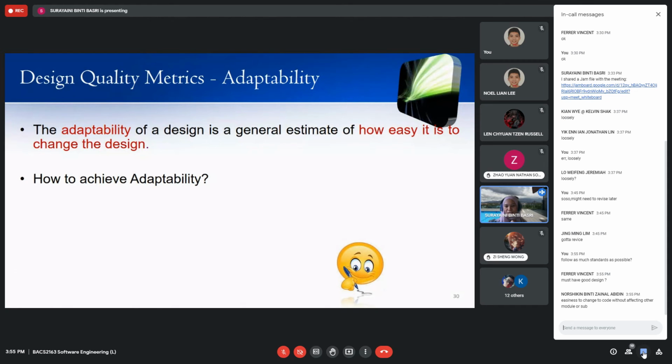Okay, so I have some answers here. Miss Norshikin also participated. Noel said follow as much standard as possible. Farah said must have a good design. And Miss Norshikin said easiness to change the code without affecting other modules. Okay, so besides the three of them, can I have another answer from Celine?